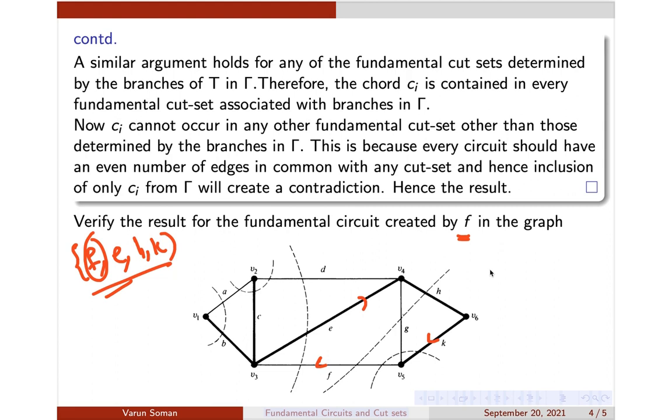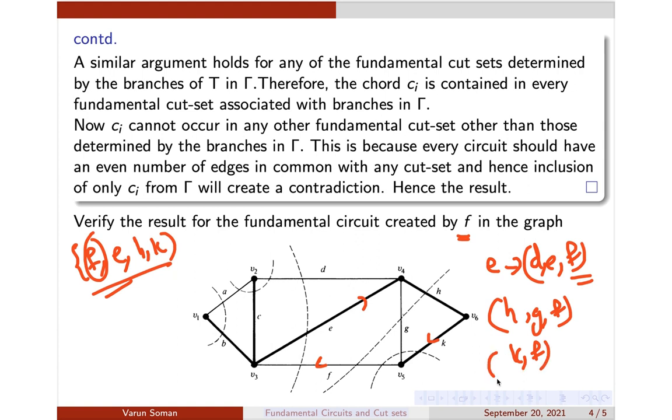Now look at the fundamental cut set associated with E. It is marked in dotted lines. The fundamental cut set associated with E is actually D, E and F, and it contains F. Obviously. And look at the fundamental cut set associated with H, which is H, G, F. It also contains this F. And look at the fundamental cut set associated with K, that is simply K, F, which also contains F. So you can see that F occurs in all the fundamental cut sets associated with these branches E, H and K. That is what the theorem states.